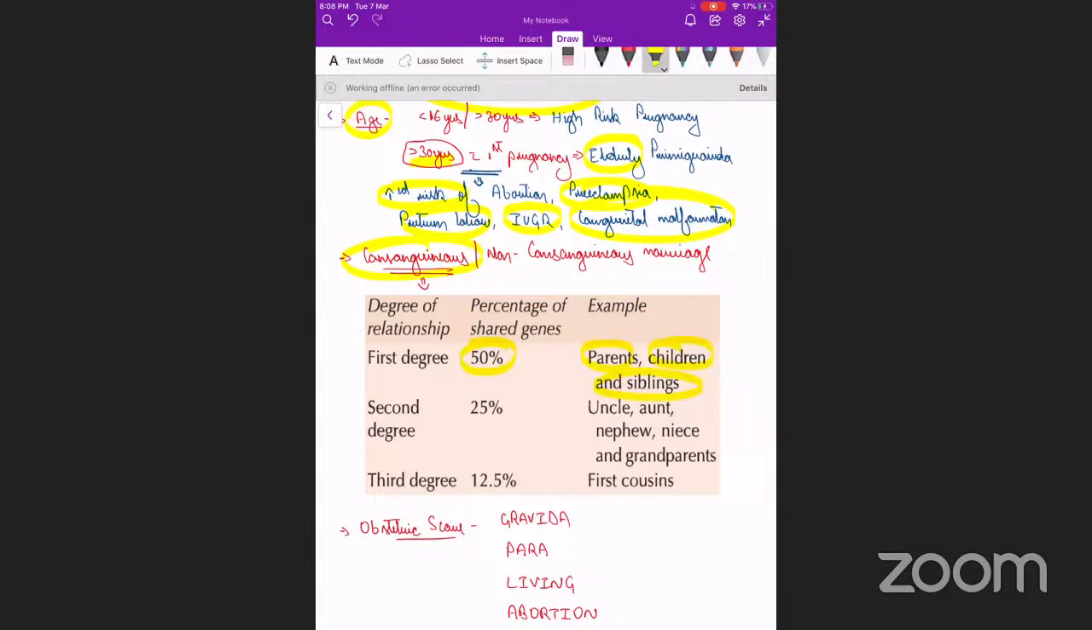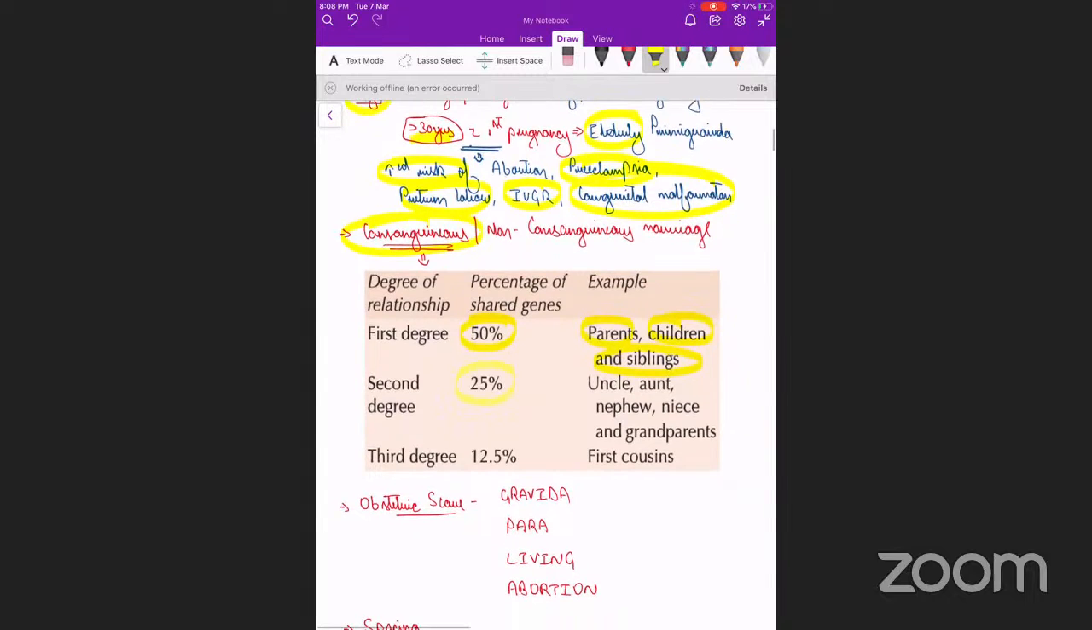Fine. Next is second degree consanguinity. Second degree consanguinity is when they share 25% of the genes. This will be either uncle and nephew, or aunt and niece. So they will be the second degree relation. Fine. Third degree, they will be sharing 12.5%. They will usually be first degree cousins. First degree cousins will be third degree. So this we all know, just to revise: first degree, second degree, and third degree. This is basic, and most of you, as soon as you utter the word consanguinity, will be asked in viva what is first, second, and third degree.